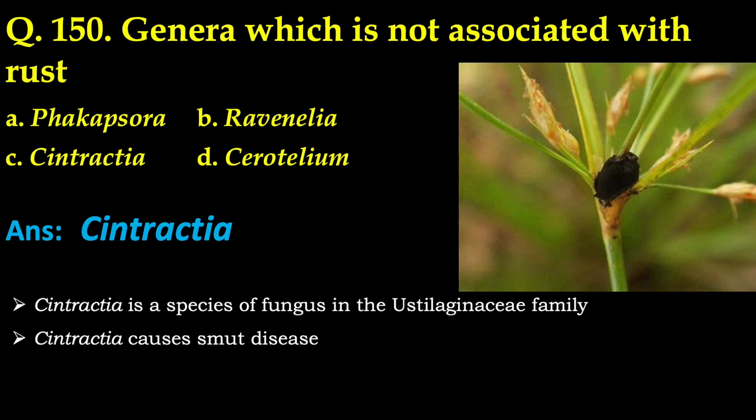This is the last question of my series, that is on genera which is not associated with rust. The correct answer is C, Synchytrium. And Synchytrium is a species of the fungus that belongs to the family Synchytriaceae, and it is responsible to cause wart disease of many agricultural crops. It was first described by Mary Maxime Cornu during 1883.